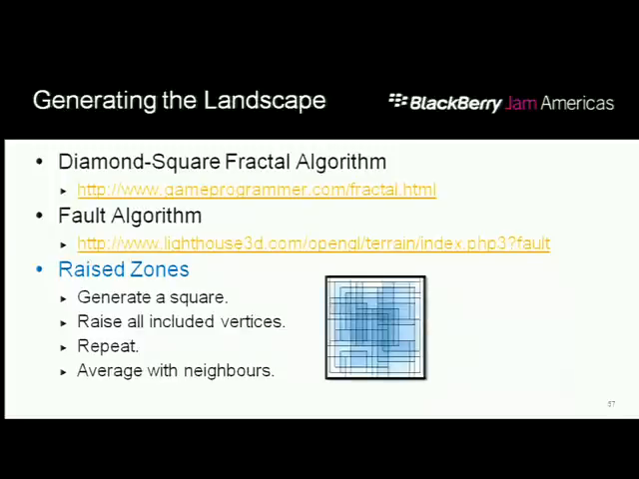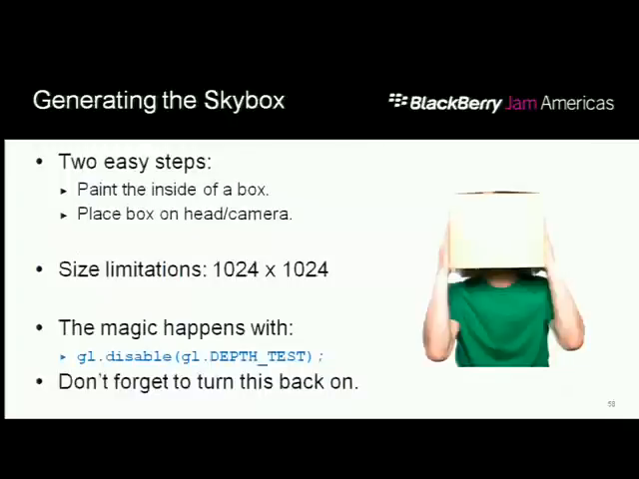The skybox, so when we looked up at the sky, it was a nice smooth sky everywhere we went. Basically how this works is that you put a box around the camera, you paint the inside of it very nicely, and then you make it follow the camera.